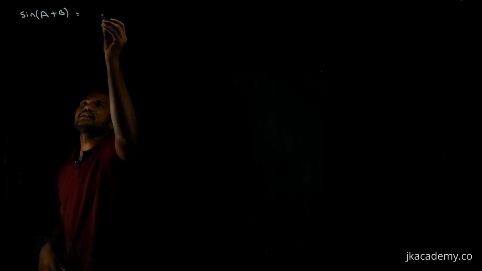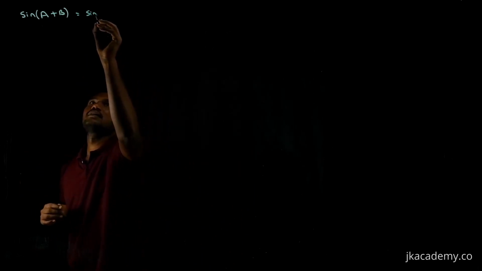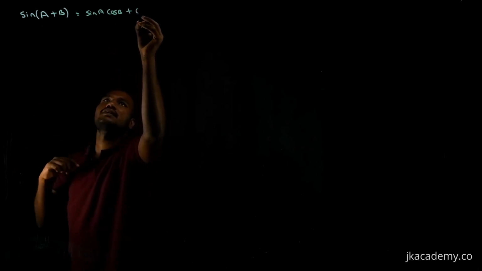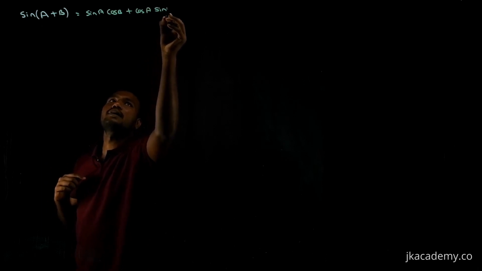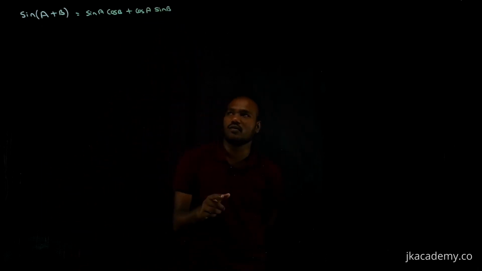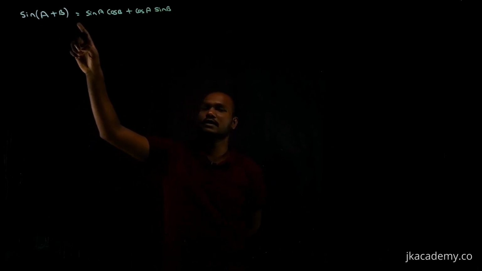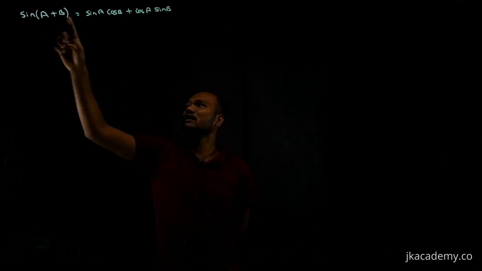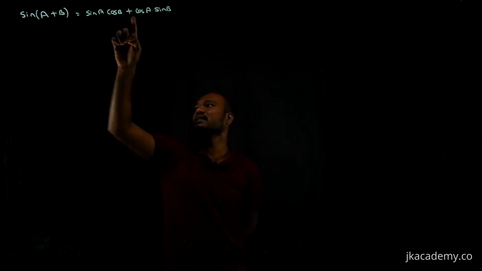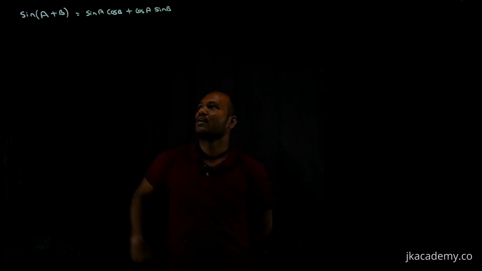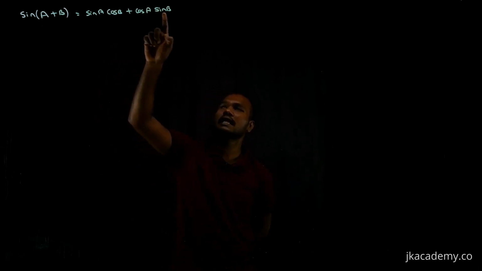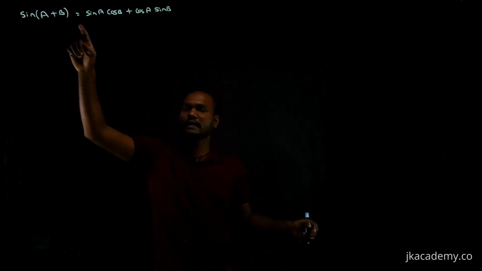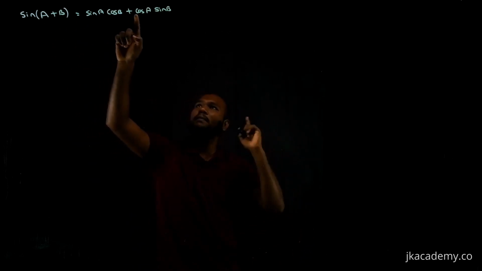Sin A plus B is equal to, remember the formula, sin A cos B. If there is a plus, take plus here, cos A sin B. You need to remember this right now. Sin of A plus B is equal to sin A cos B plus cos A sin B. Remember right now, pause the video and learn it.